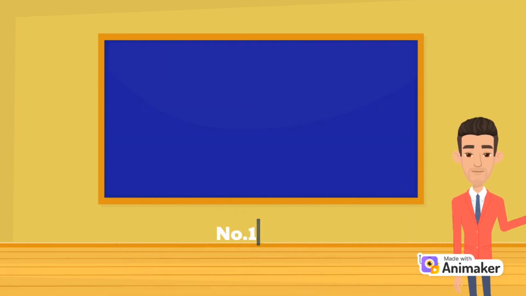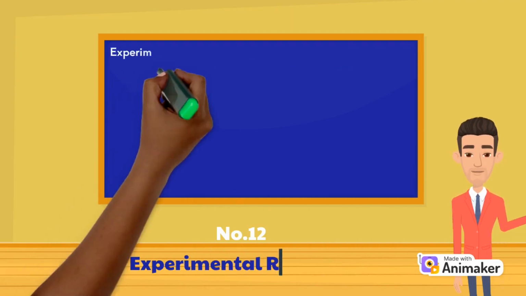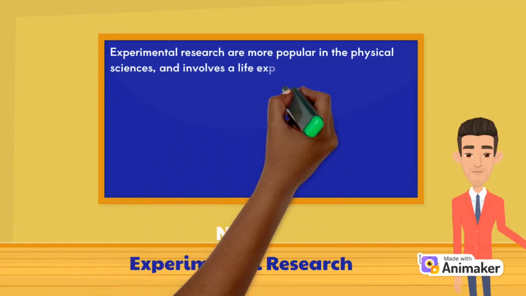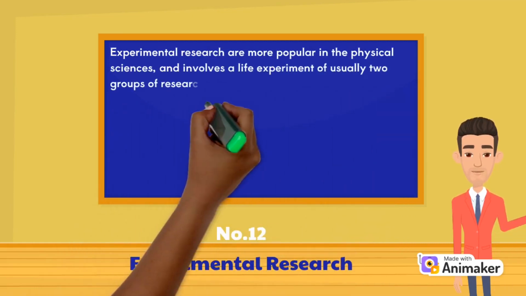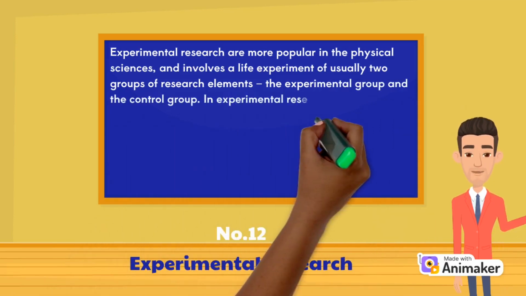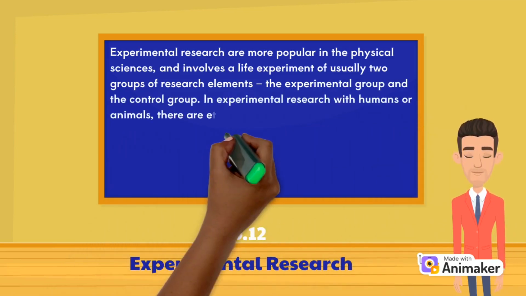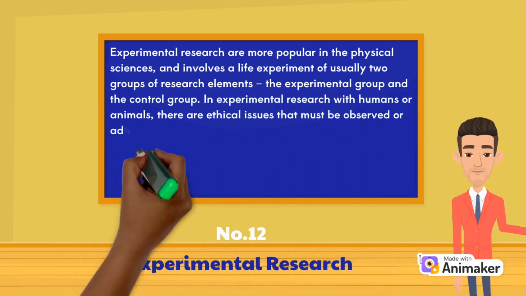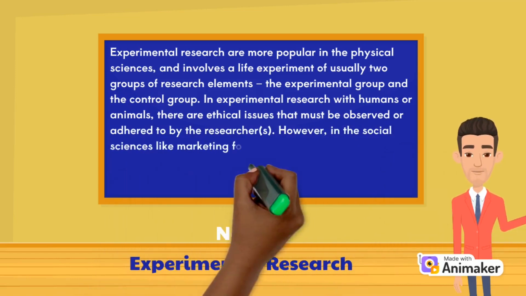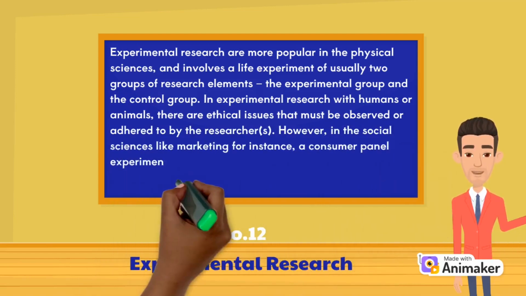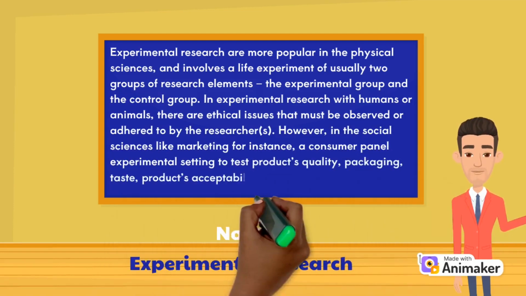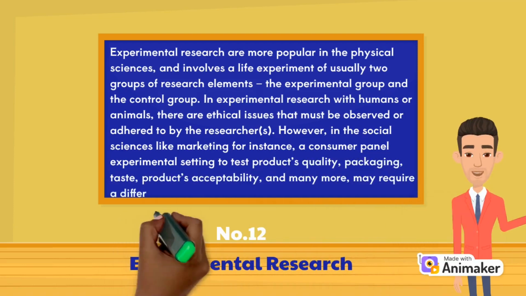Number 12. Experimental research. Experimental research is more popular in the physical sciences, and involves a live experiment of usually two groups of research elements, the experimental group and the control group. In experimental research with humans or animals, there are ethical issues that must be observed or adhered to by the researchers. However, in the social sciences like marketing, for instance, a consumer panel experimental setting to test products' quality, packaging, taste, products' acceptability, and many more, may require a different format.